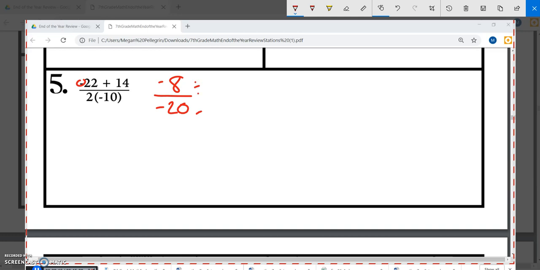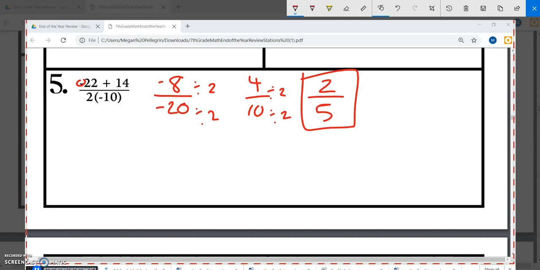And we could simplify that. 2 will go into both of those numbers. So 8 divided by 2 is 4, and 20 divided by 2 is 10. I could simplify that more. 2 will still go into both of those numbers. And so that gives me 2/5, and it was a positive. So 2/5. That's my answer. If you did 2 divided by 5, or if you did 8 divided by 20 early on, you would have gotten 0.4. We need to make sure that we can do it either way, no matter how we're asked.